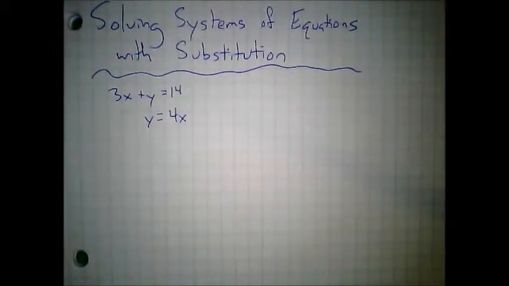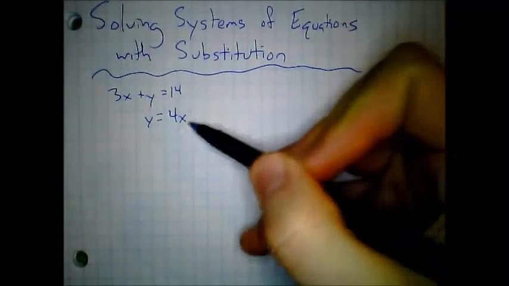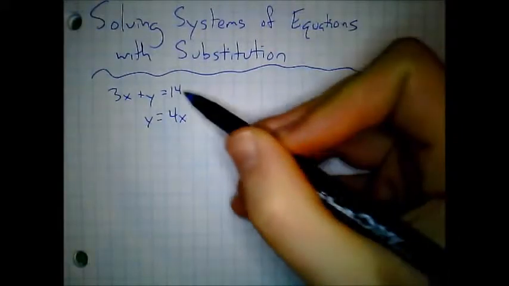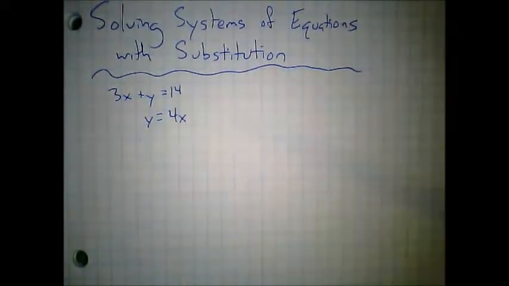Now whenever we're solving a system of equations, we're looking for when these two lines will intersect. When will these two tile patterns have the same number of tiles? When will these two trees be the same height? When will these two people have the same amount of money? This is what solving a system of equations is.